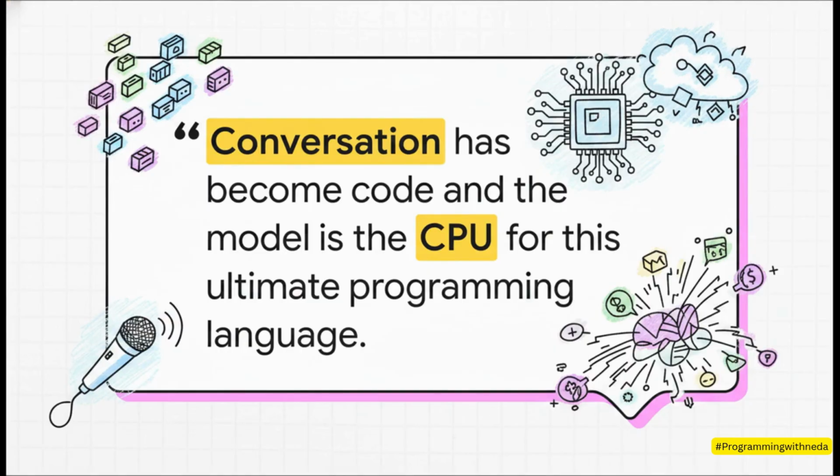Conversation has become code, and the model is the CPU for this ultimate programming language. Think about that for a second. With systems like the GPT family and DeepSeek, natural language is now an execution interface. Large language models are essentially acting as generalized processors. You no longer just write Python to execute a task. You can literally write a conversational prompt, and the model translates your intent into highly complex, generalized execution steps. It's a real game changer.